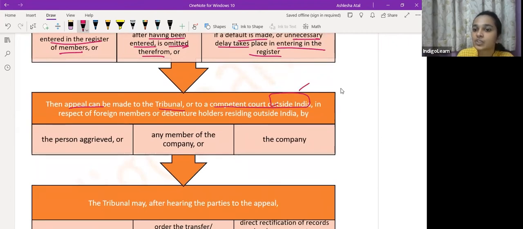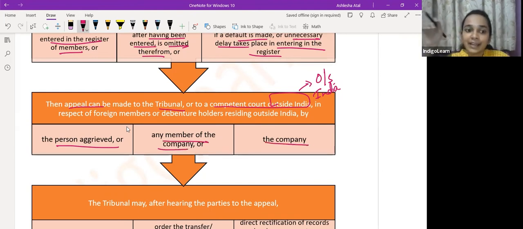This is in a situation जहाँ पे member जो है he resides outside India. So, इंडिया में कोई है तो वो ट्रिब्यूनल को अपील करेगा, but if someone is outside India, foreign member है, तो they will have to file the appeal in the competent court outside India. Who can file this appeal? It can be made by the person aggrieved, मतलब who suffers because of his name not being entered into the register of members, any of these 3 reasons, any member of the company or the company.